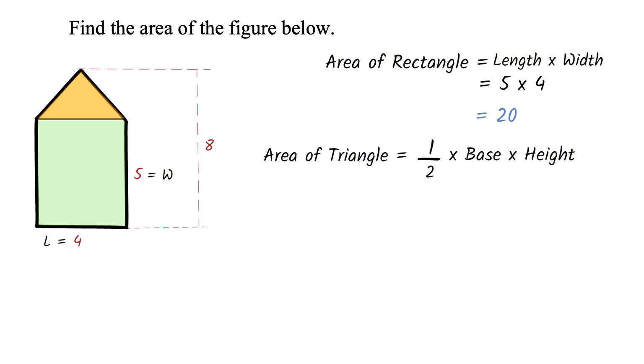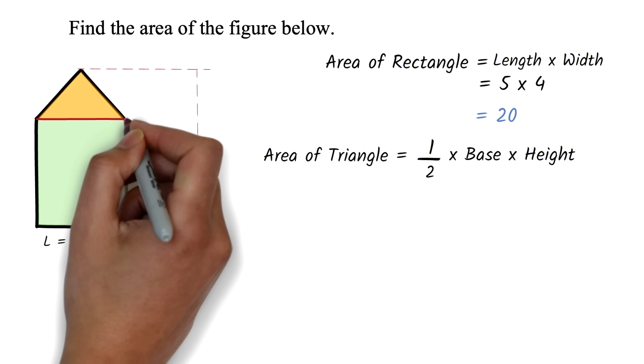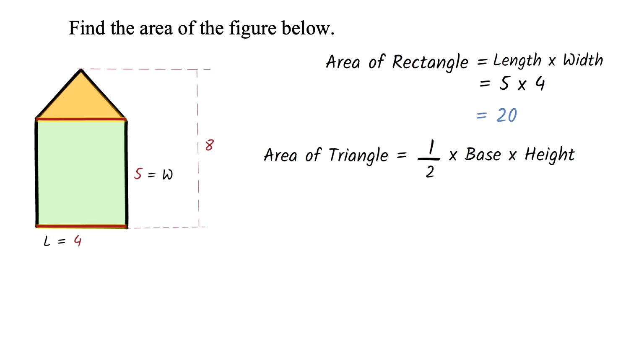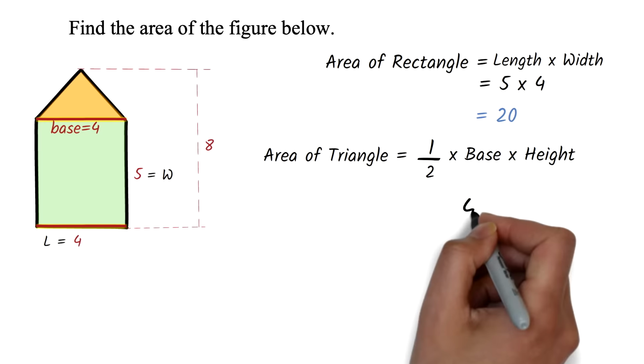Another important skill for the GED is your ability to find missing dimensions from a given diagram. From the diagram, we can see that the base of the triangle is the same as the base of the rectangle. Therefore, if the base of the rectangle is 4, then the base of the triangle is 4. We can put the base value here.